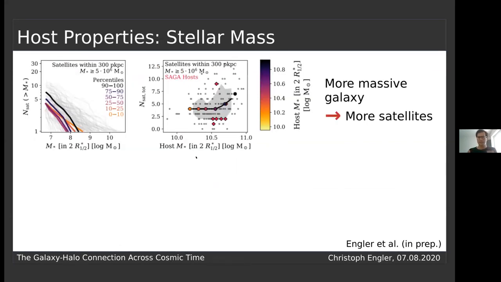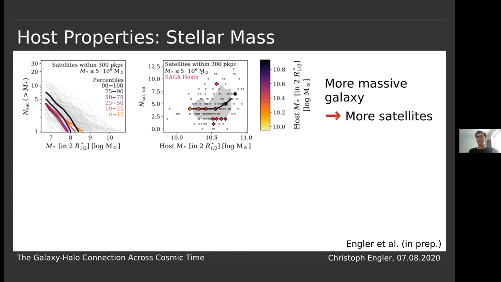And there are different ways we can go about this. We can either check the satellite stellar mass functions in different percentiles, depending on the host property we're looking at. In this case, it's the host stellar mass, or we're simply looking at the total number of satellites as a function of host stellar mass. And although there's a little bit of an overlap and a lot of scatter, there's kind of a trend. So more massive galaxies will host more satellites.